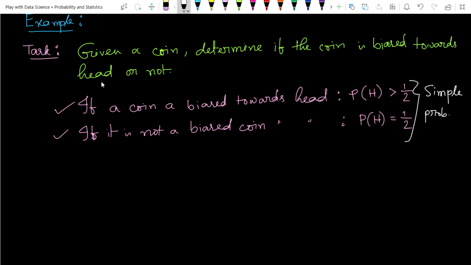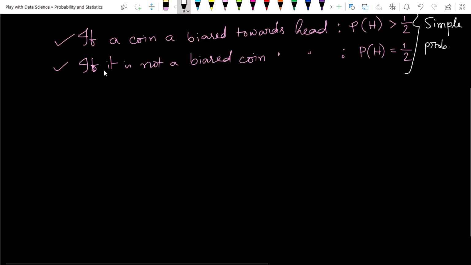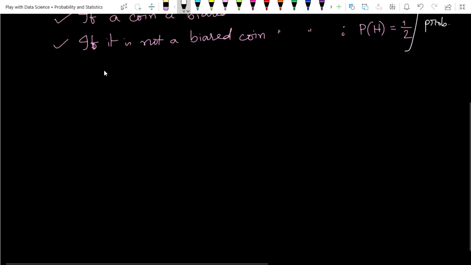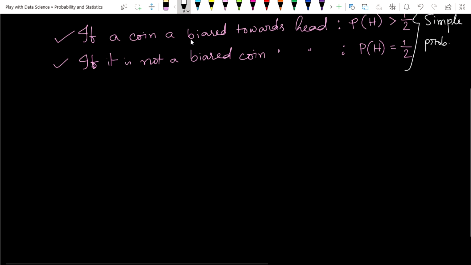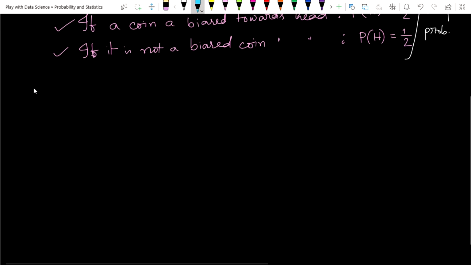The first task is that we have a coin, and on the basis of the coin we have to determine whether this coin is biased towards head or not. That's the job we have to do. Now let's try to design this problem first, design the hypothesis. Just see this carefully.